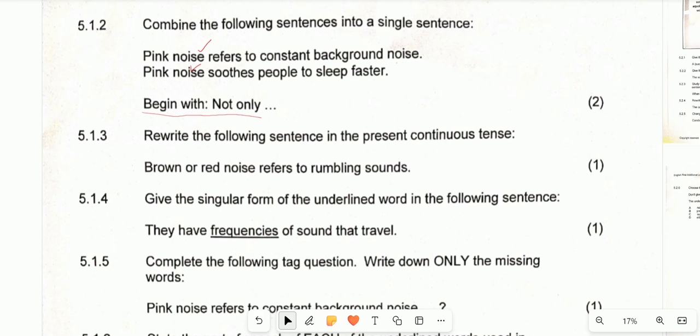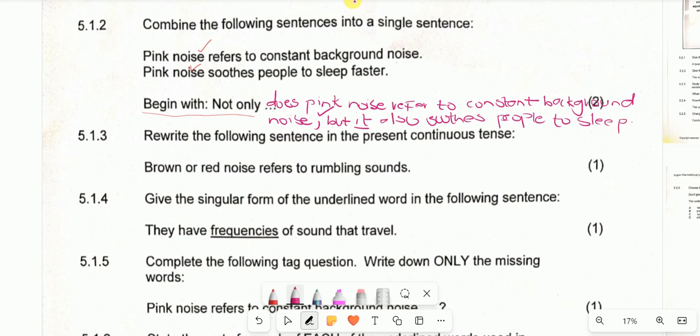"Not only." Okay, so the response will be: not only does pink noise refer to constant background noise, and as guided in the previous video, make a comma and then introduce your conjunction and a pronoun to substitute the subject, but it also soothes people to sleep. Then that is your second mark. Please make sure that you do justice to the joining of these sentences.